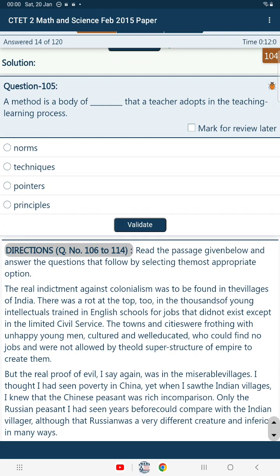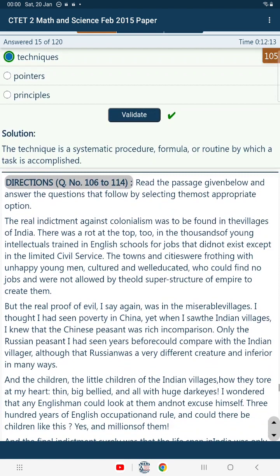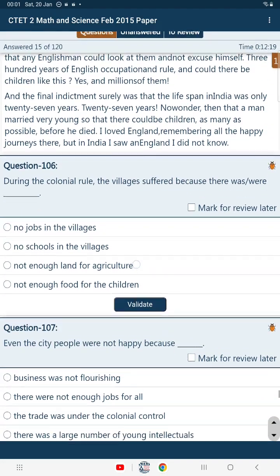Method is the body of techniques the teacher adopts in the teaching-learning process. A method is a body of techniques. The technique is the systematic procedure, formula, or routine by which the task is completed.